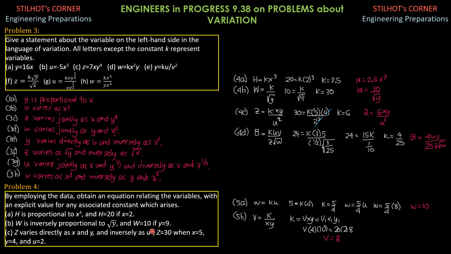And that W is 10 if y is 9. So 10 equals k over square root of 9. Square root of 9 is 3, times 10. So k is 30. Therefore, the formula is W equals 30 over square root of y.